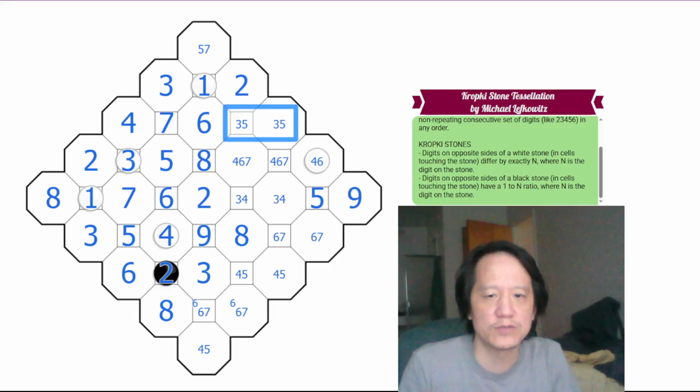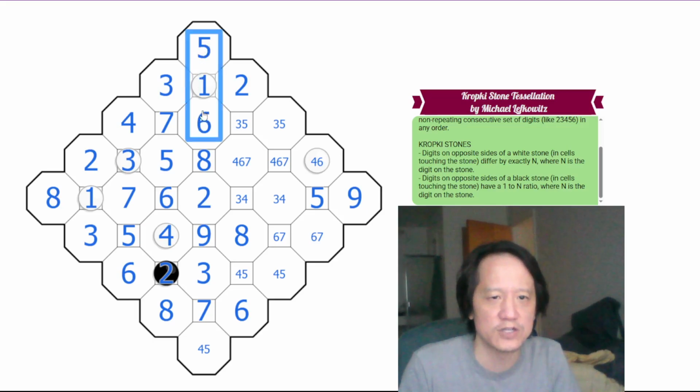This becomes a 3, 5 pair. The 6 eliminates 6 here, so this is 7, which makes that 6. The 7 eliminates 7 here, so this is 5 and 6, which is 1 away from each other. This 5 eliminates 5 here, so it's 4.